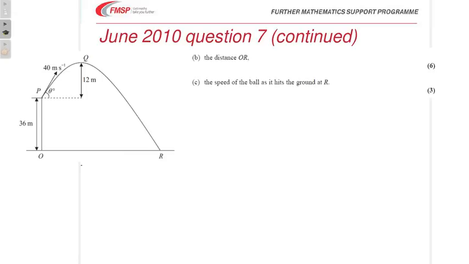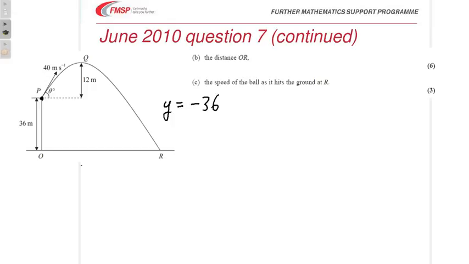Now the equations of motion that we wrote down earlier on the first page are going to be needed. To save you going back and looking, I'll write down the relevant equation. The point is that we know at R, we know the y value. So the y value at R is minus 36 relative to that point. P is the origin. So y is minus 36.